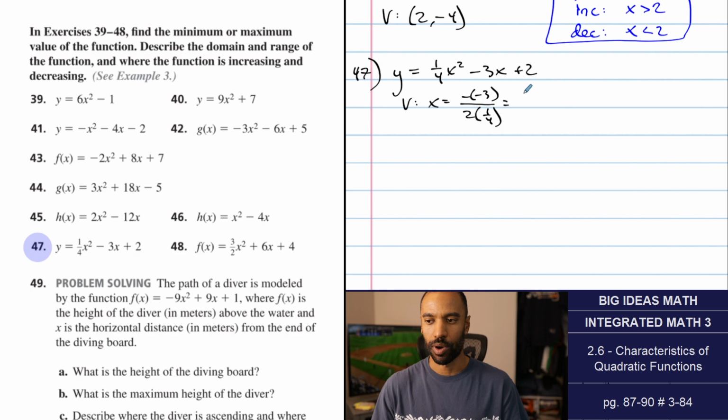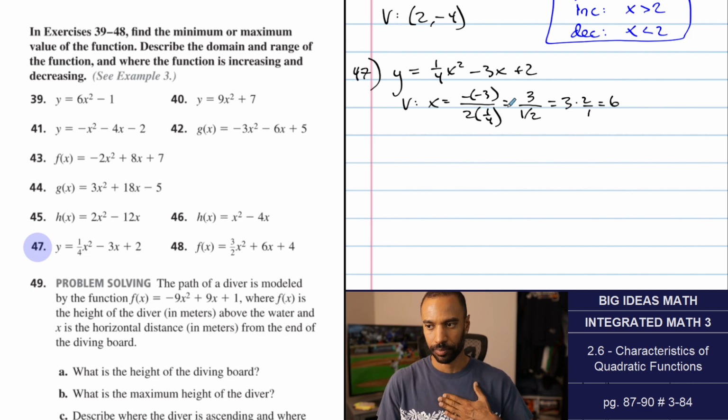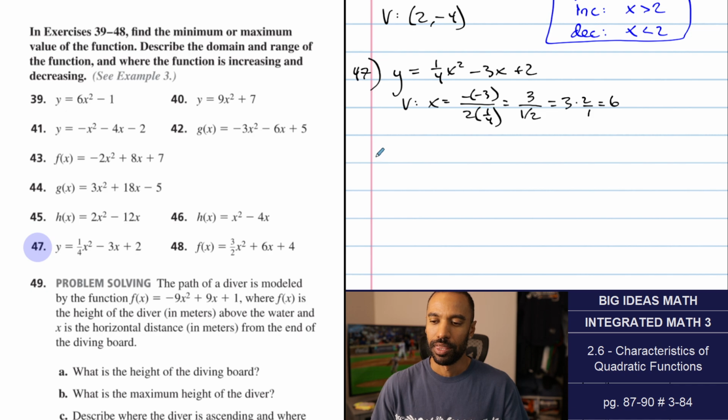All right, 2 times 1/4 is 1/2. We're going to do 3 divided by 1/2, which means 3 times 2 over 1, which is 6. So that one's still pretty clean. When x is 6, this still might be clean as well.